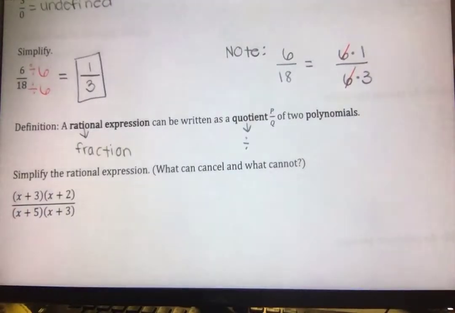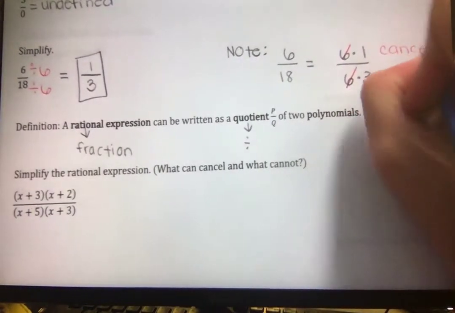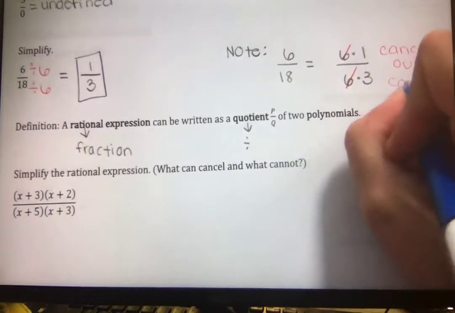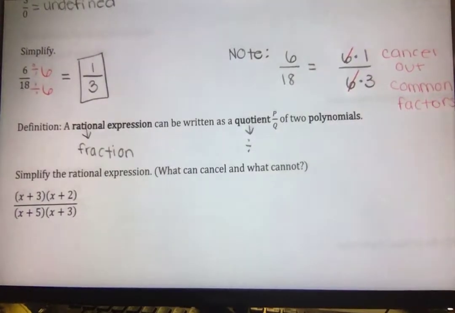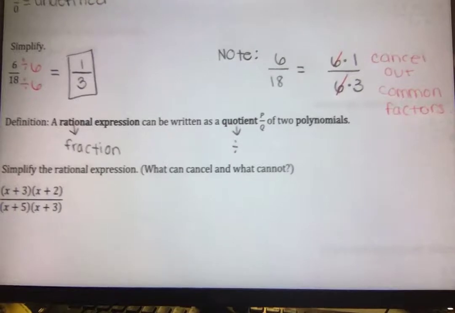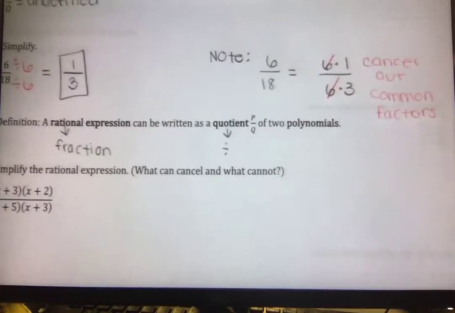Why are we allowed to do that? Just because it's math magic? No. They're the same number. So what is 6 divided by 6? 1. So it's a fancy way of writing 1. 1 times 1/3 is still 1/3. So that's why we can cancel out common factors. Awesome. Canceling out common factors.